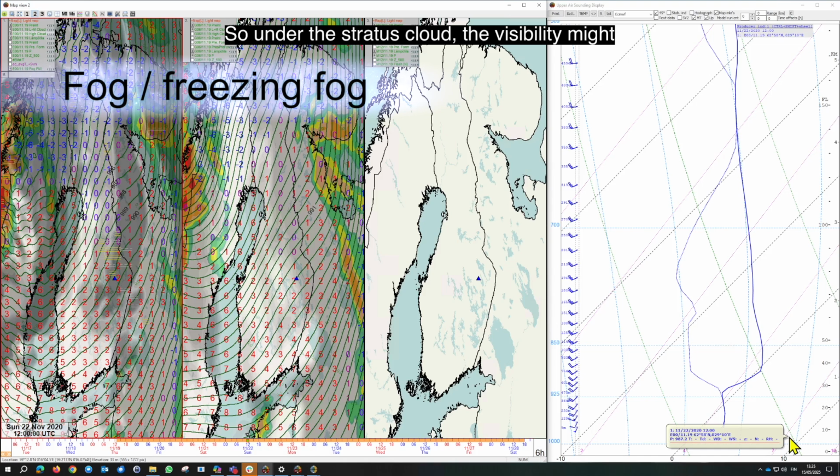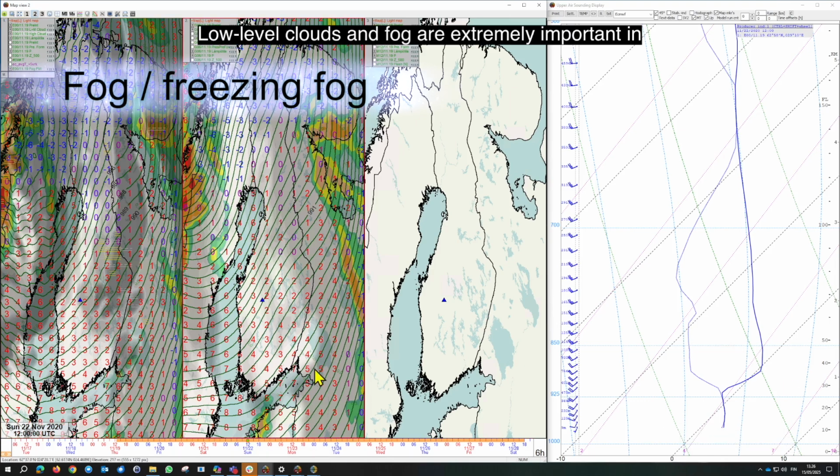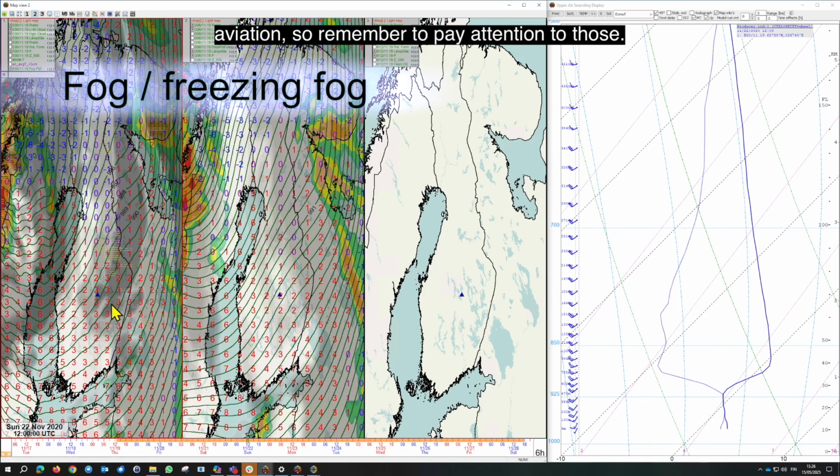So under the stratus cloud, the visibility might be okay, but if you have some tall buildings, chimneys and so on, they seem like they are kind of cut off because they are inside the stratus cloud. Low-level clouds and fog are extremely important in aviation, so remember to pay attention to those. And sometimes models are not very good at representing or forecasting fog, so you always have to consider possible errors when trying to forecast fog.